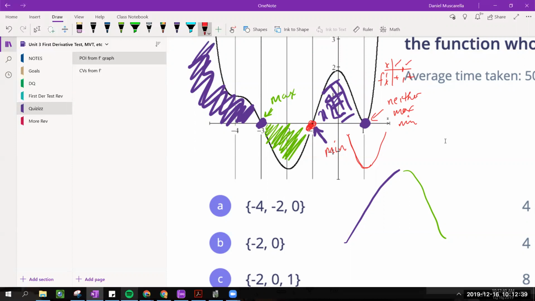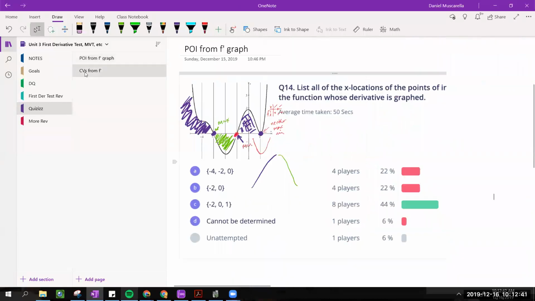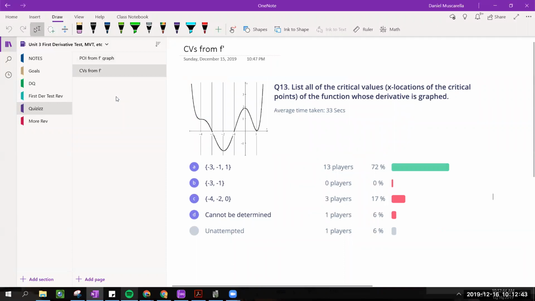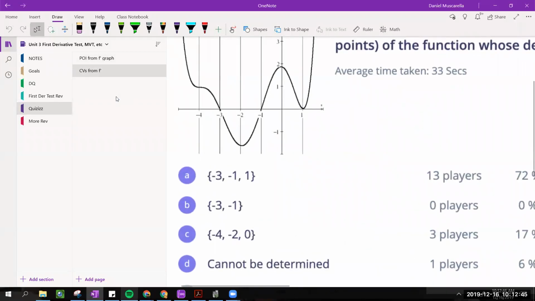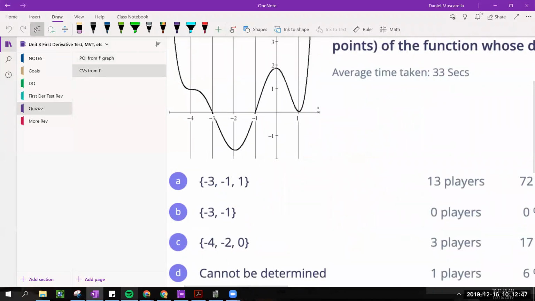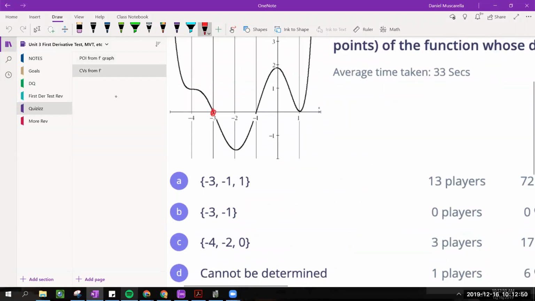Yeah. Cool. And that goes along with this picture right here. It's the same idea: where are your critical values? Even though you cross the x-axis at -3, again at -1, and you bounce on the x-axis at 1, those are your critical values. All three of them are critical values. But the only ones that are going to be a max or min are where you pass through the x-axis. Oh, okay.